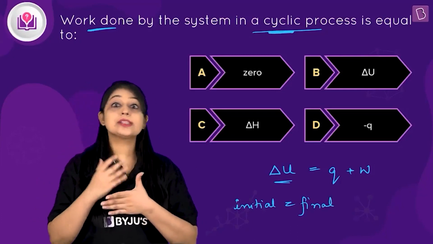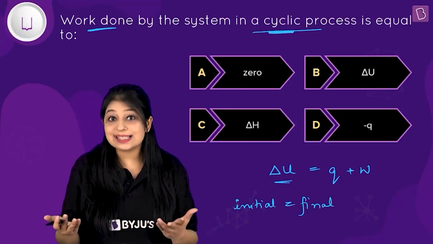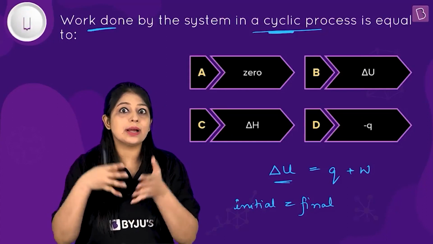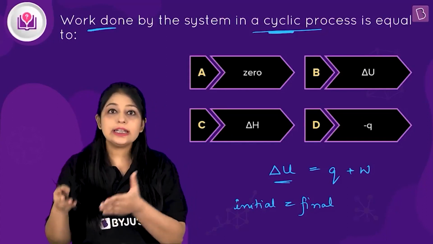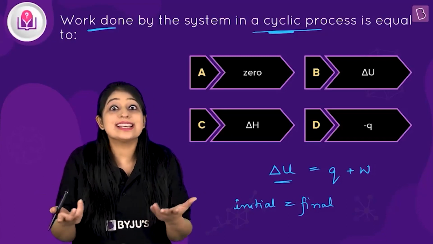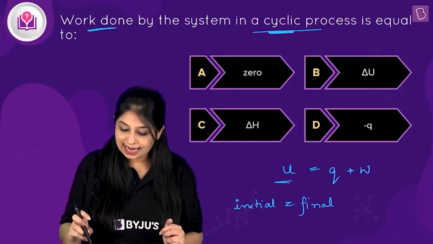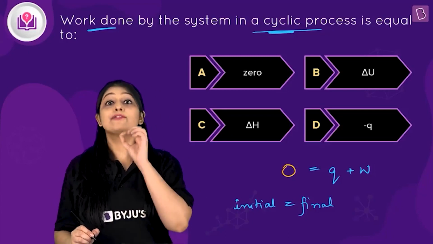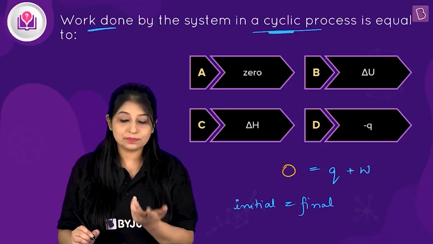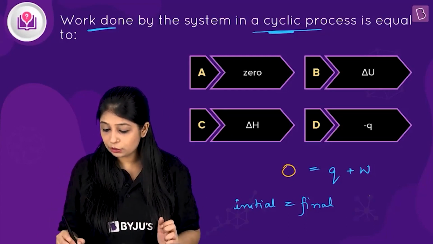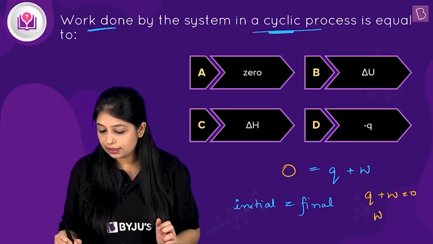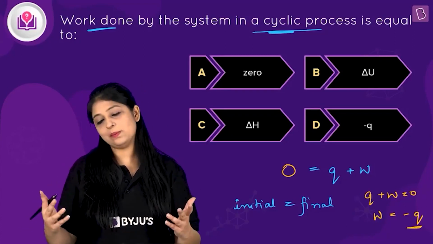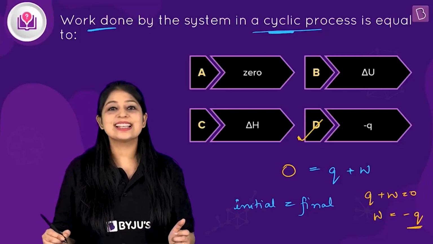If the initial value is equal to the final value, that makes delta U 0. Delta U will be the internal energy at the final stage minus the internal energy at the initial stage. Since the values are equal in a cyclic process, delta U is 0. Always remember that the change in a state function for a cyclic process will be 0. So delta U will be 0. Hence Q plus W is equal to 0. So what would be the work done? Work done will be minus Q, minus heat. So which option does it match? We can see here it matches option D, which is the correct option.